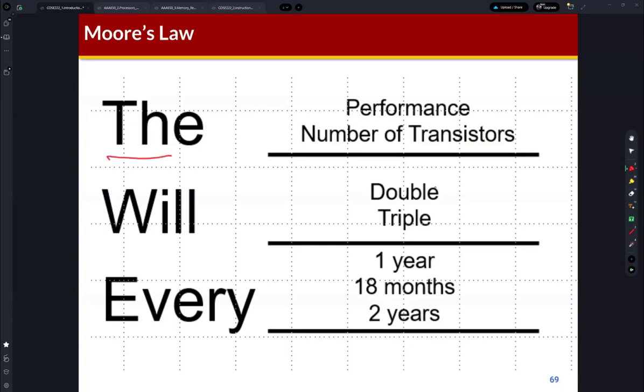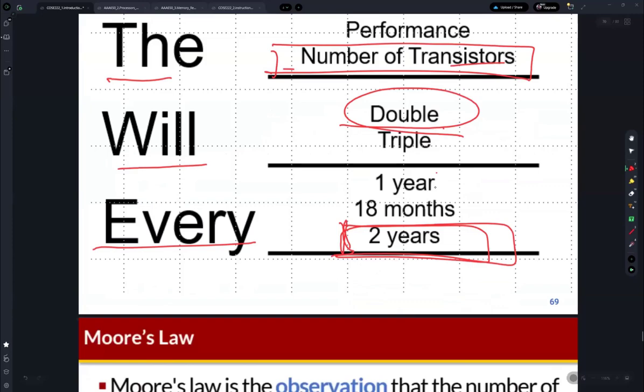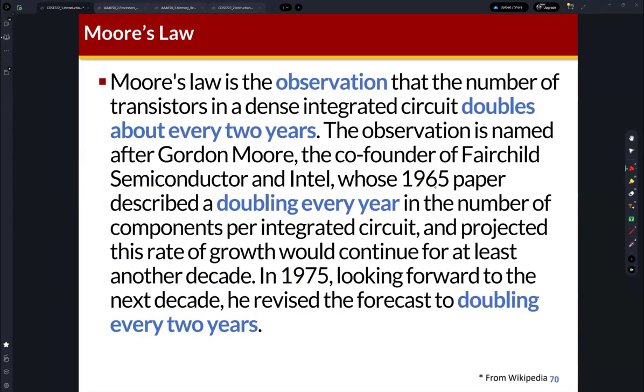The performance, or the number of transistors, will double, or triple, double every 2 years. So this is Moore's law. Actually, Moore's law is not a theoretical law. I also copied the definition of Moore's law from Wikipedia. This is just an observation.